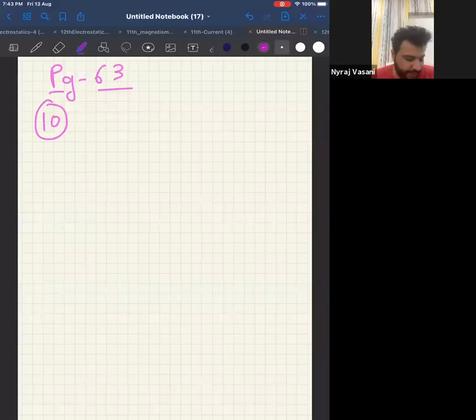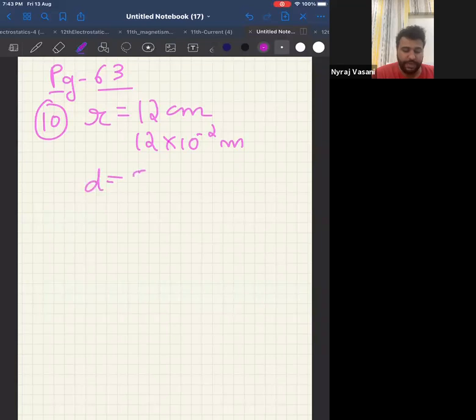A parallel plate condenser, the radius of each circular plate is 12 centimeter. So the radius of each is 12 centimeter, that is 12 into 10 power minus 2 meter. And the distance between the plates is 5 millimeter, 5 into 10 power minus 3 meter.